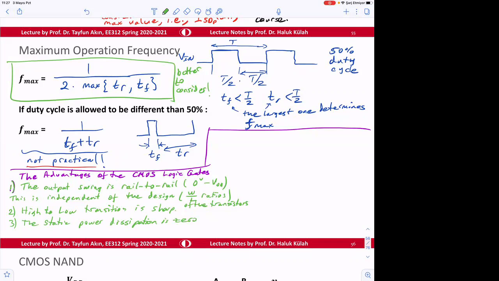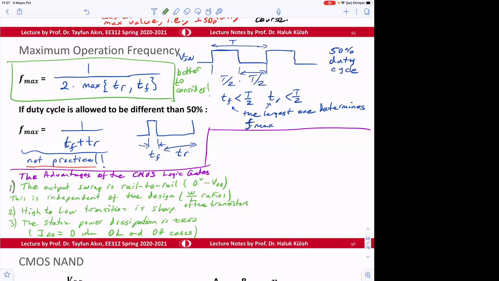Why? Because output IDD is equal to 0 when output is low and output high cases. Either NMOS is off or PMOS is off.